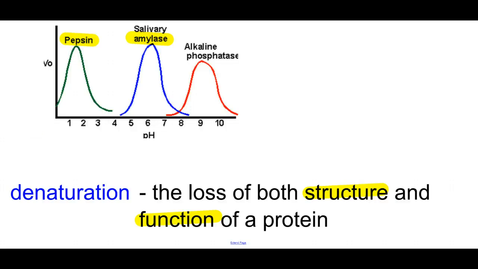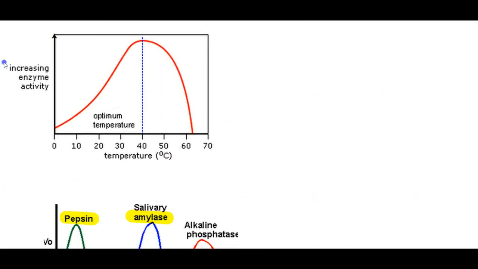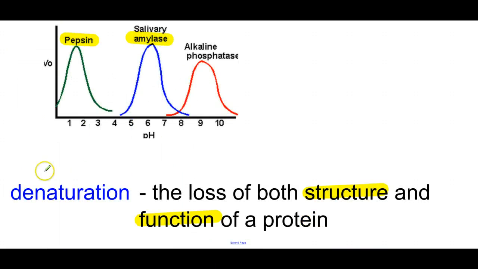And if we have a change in either pH or temperature, then what's happening is that the enzyme changes its shape. And because an enzyme is a protein, it can no longer do what it has to do.